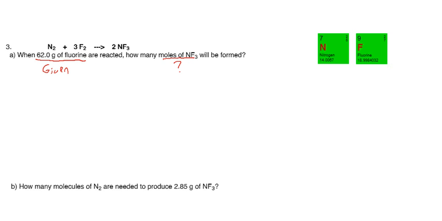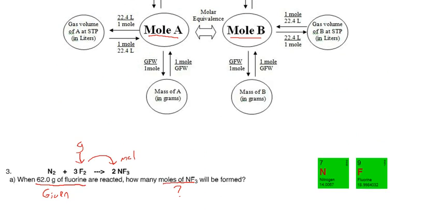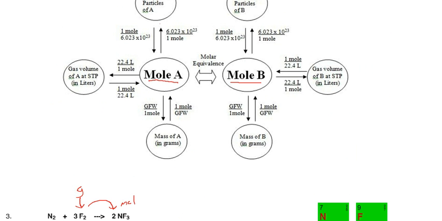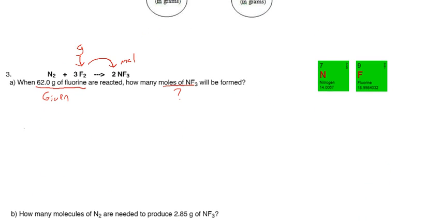So the game plan is that we are given grams of fluorine this time, and we want to know about moles of this compound. Remember, we can't go directly from grams of one compound straight to moles of the other. I don't have a way to get there. So my game plan is I'm going to go from grams of the first substance to moles of it. Then I can continue on to moles. So start with the given. 62.0 grams of fluorine. Don't forget fluorine is diatomic. It is F2.